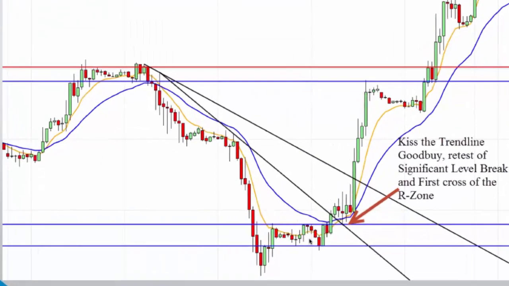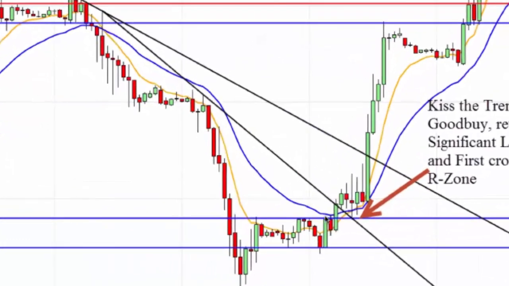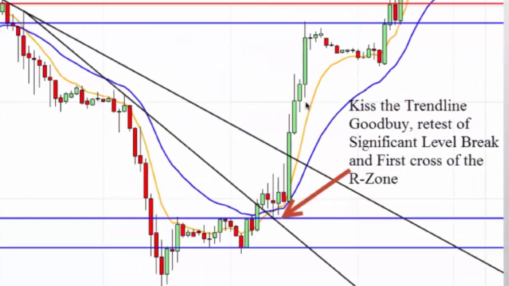So we have a horizontal channel, significant levels, or you could just work with basic support and resistance. We get a breakout of there. We get the first cross rotation zone right here. Price also retests the breakout zone. So this is prior resistance becoming support, pulls back to the first cross area, and then moves higher. It also kisses the trend line goodbye.